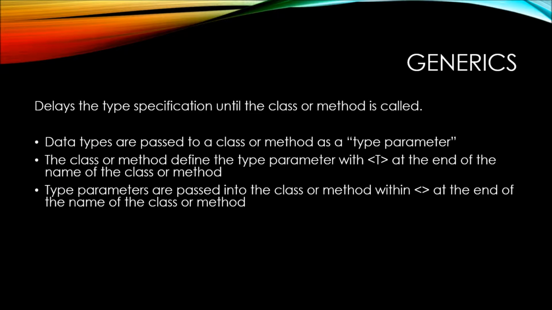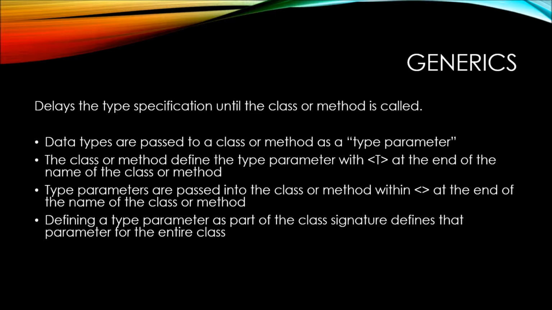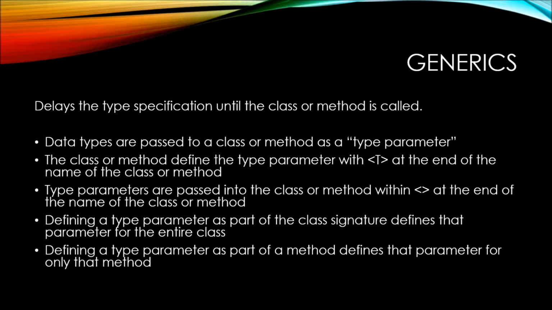Type parameters are passed into the class or method within angle brackets at the end of the name of the class or method. Defining a type parameter as part of the class signature defines that parameter for the entire class. However, defining a type parameter as just part of a method defines that parameter for only that method.